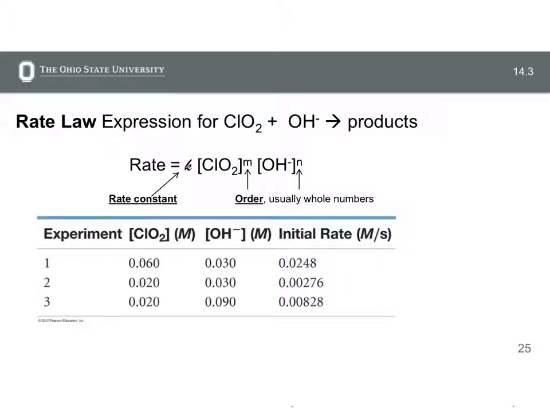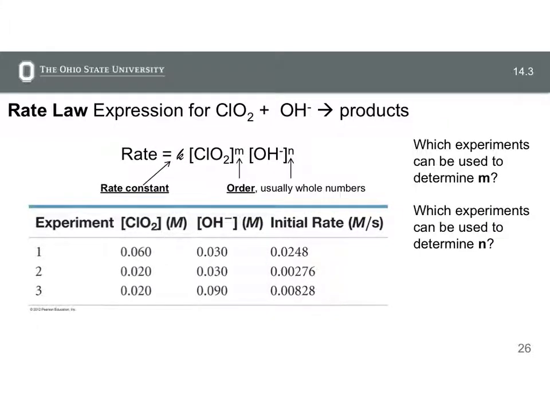In the third experiment, let's compare the second experiment to the third experiment. We leave the concentration of ClO2 the same, and we change the concentration of OH minus, and we observe the rate. Okay. So what this allows us to do is determine the order with respect to those reactants. We're going to determine those exponents, m and n, with respect to those reactants.